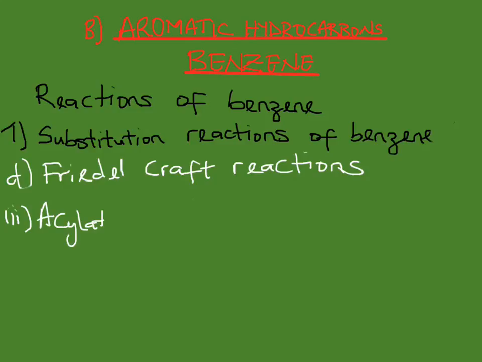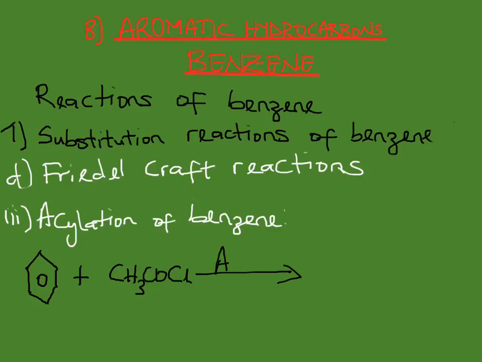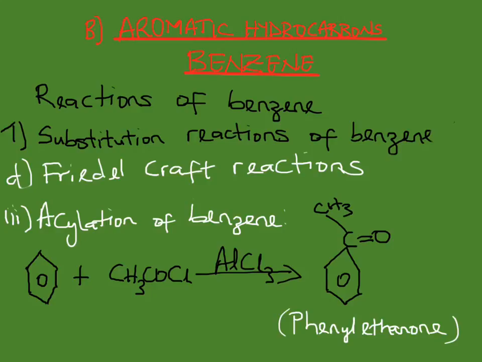The third one we'll be looking at is acylation of benzene. Acylation of benzene, that is addition of acyl groups from acid chlorides, is also catalyzed by halogen carriers. Let's look at the example of an acid chloride reacting with the benzene ring in the presence of a halogen carrier, aluminum trichloride, to yield us phenylethanone.